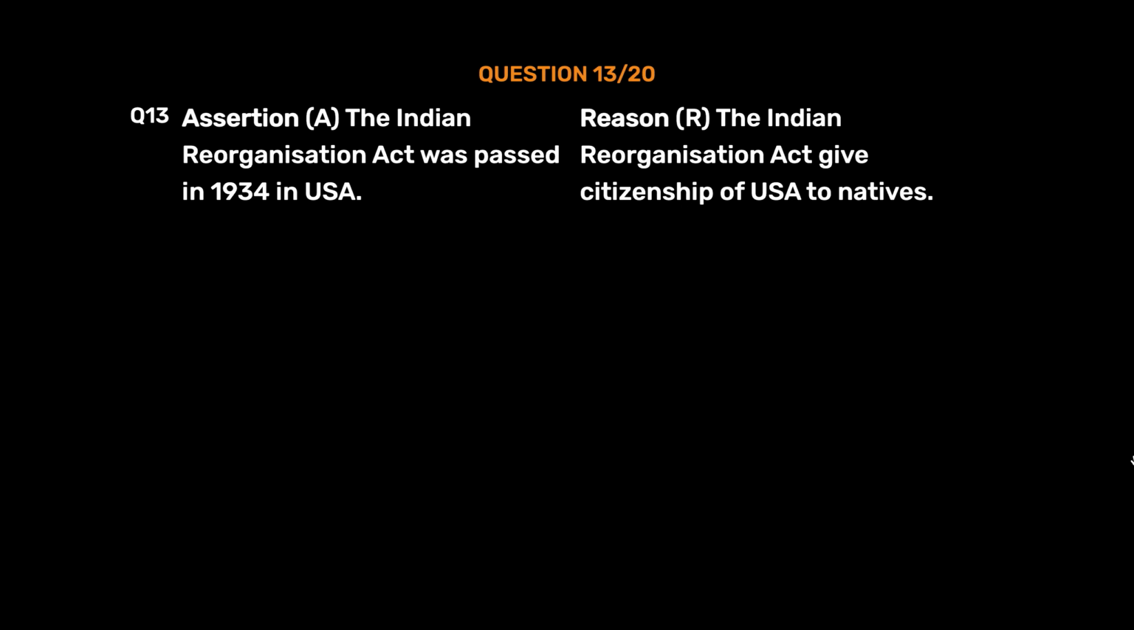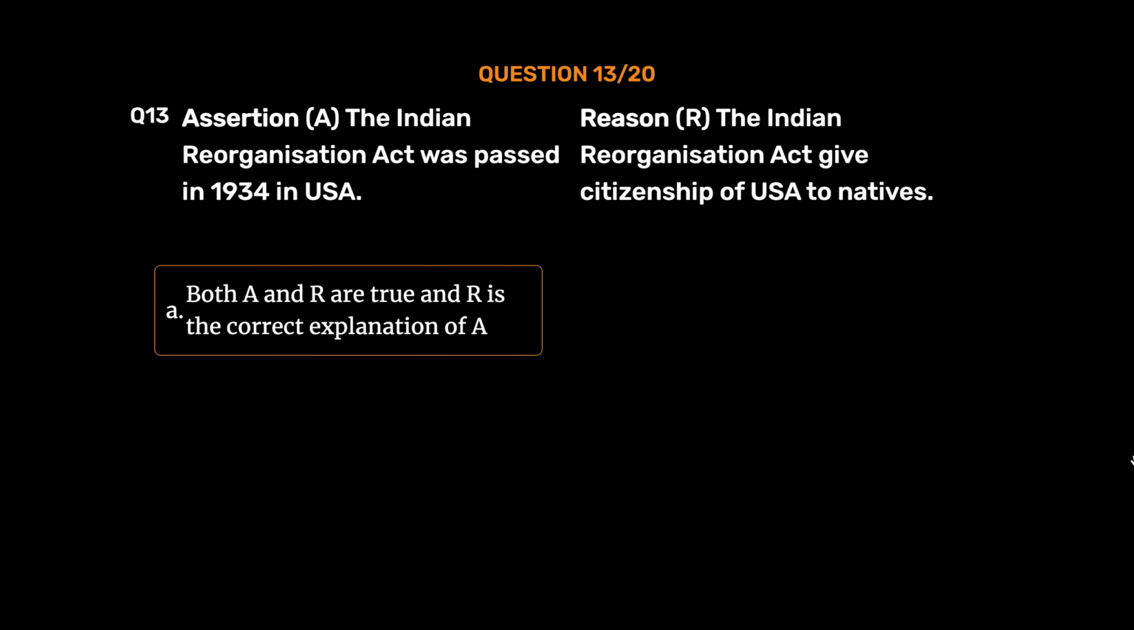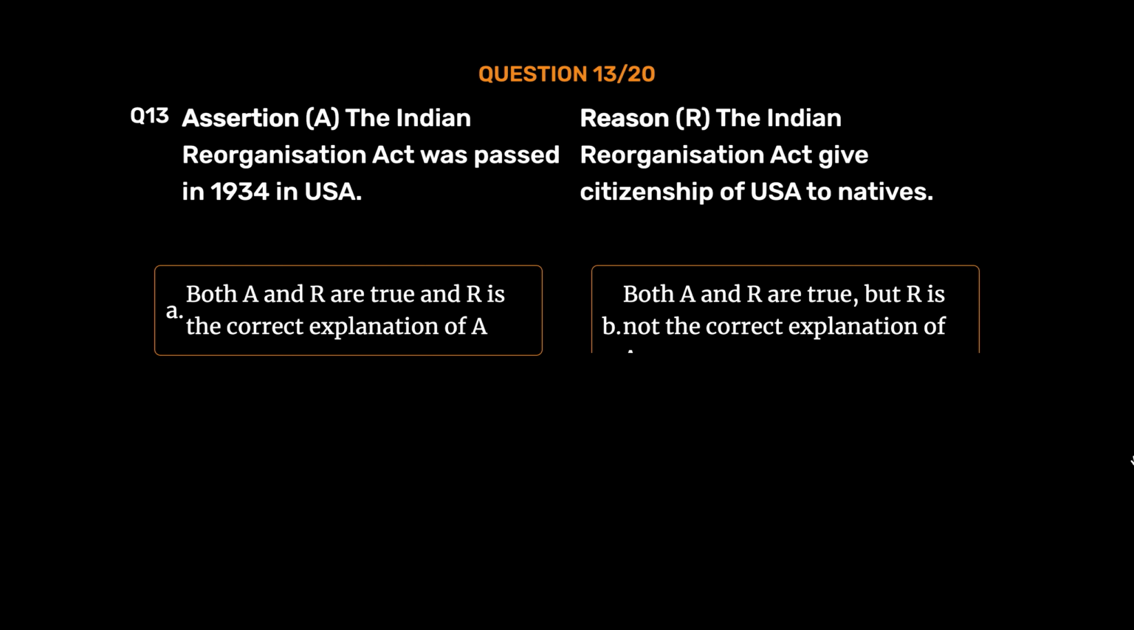Question number 13. Assertion A: The Indian Reorganization Act was passed in 1934 in USA. Reason R: The Indian Reorganization Act gives citizenship of USA to natives. Option A. Both A and R are true and R is the correct explanation of A. Option B. Both A and R are true, but R is not the correct explanation of A.